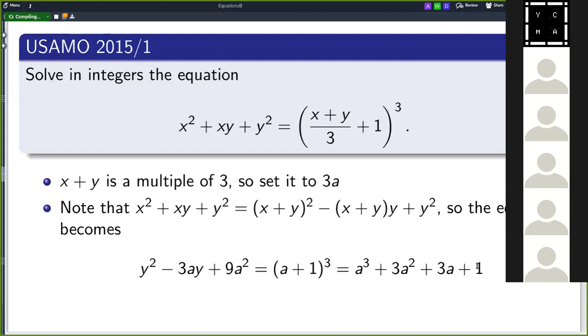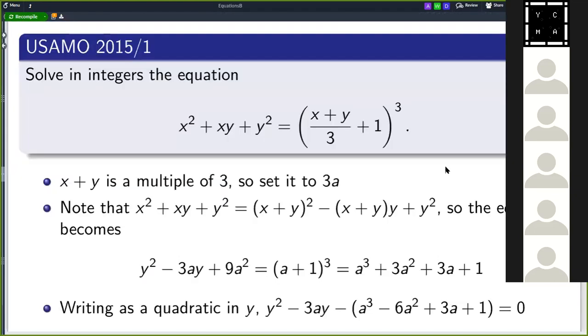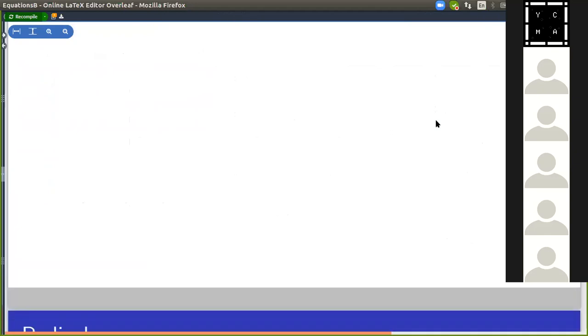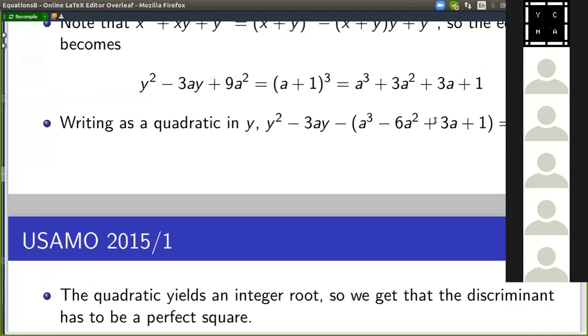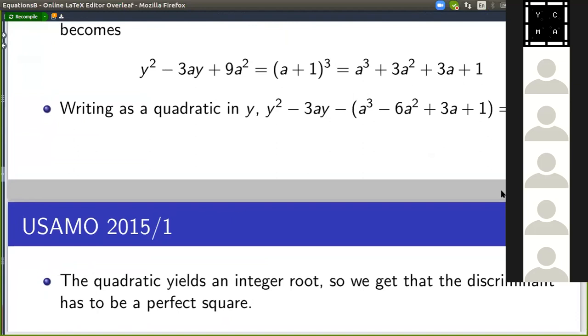So what we're going to do is write it as a quadratic in y. If we group up all the constant terms, we're going to get this quadratic, y squared minus 3ay minus (a cubed minus 6a squared plus 3a plus 1) is equal to 0. And now we have a quadratic expression, and we want to try to see when it has an integer root. So I'm sure a lot of you have seen this before. If we want this to be an integer, we need to have that the discriminant is a perfect square. So let's go to the next slide. And the quadratic yields an integer root, so we get that the discriminant has to be a perfect square. So let's go find the discriminant.